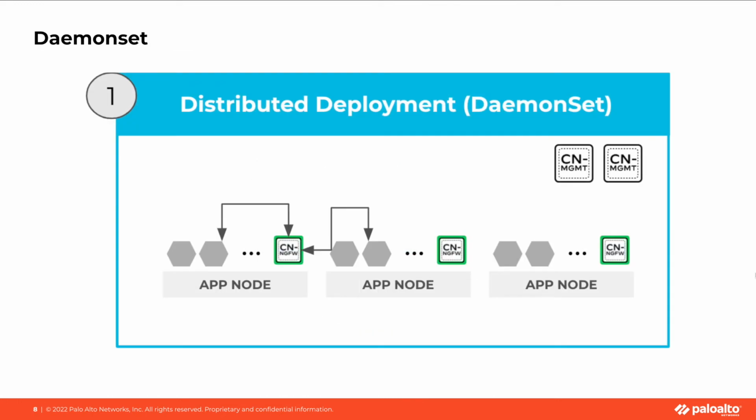In Snippet 3, we covered the deployment modes for CN-Series. In distributed mode, the firewall data plane, CN-NGFW, runs as a daemon set on each node. Daemon set is a Kubernetes construct that enables developers to spin up specific pods on every node. In our case, that's the data plane pod.